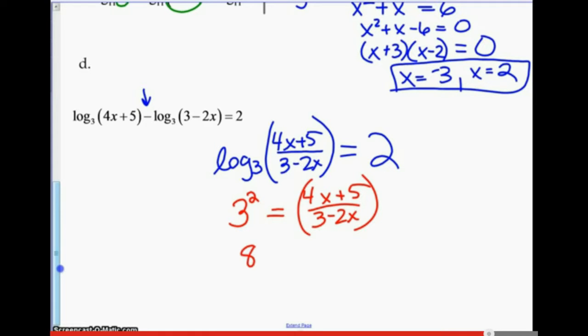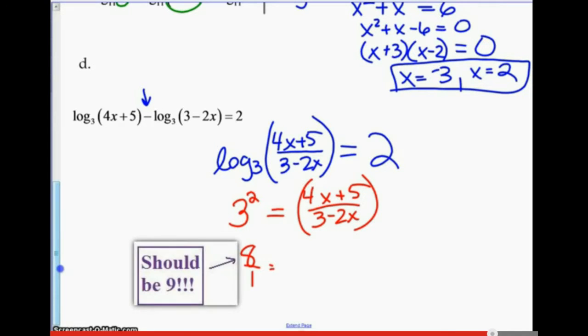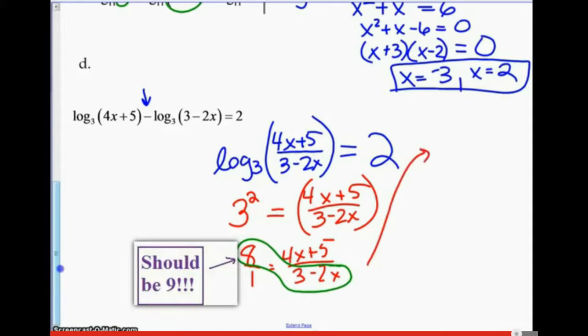And 3 to the second power is really 9. I'm going to think of it as 9 over 1 equals 4x plus 5 over 3 minus 2x, and I'm just recopying this 3 minus 2x. What I can do now is cross multiplication. These two multiplied across each other will equal the other two multiplied across. And so what I get is 9 times the 3, or 27, minus 18x. So I multiplied the 3 and the minus 2x by 9, and that must equal 4x plus 5. I'm sorry, I ran out of space.